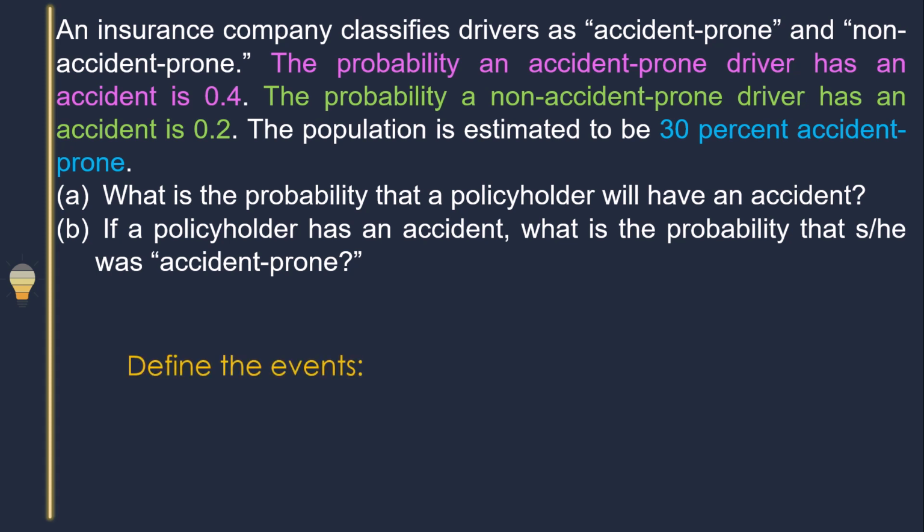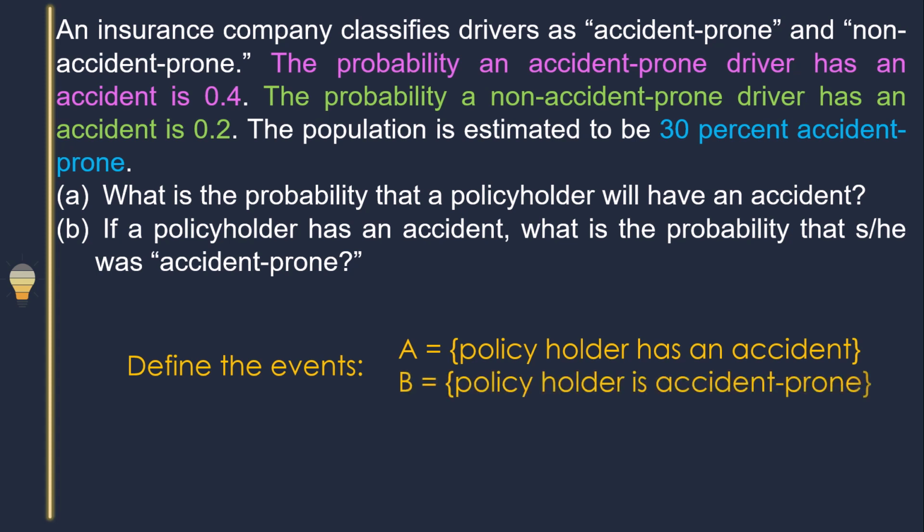I can define them. A: Policyholder has an accident. B: Policyholder is accident prone. This example explains mainly two groups of people. What are the two groups? Accident prone driver group and non-accident prone driver group.